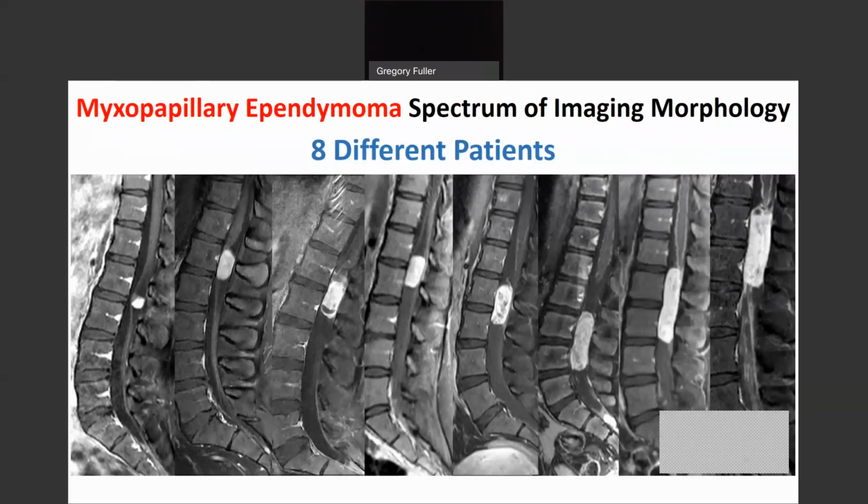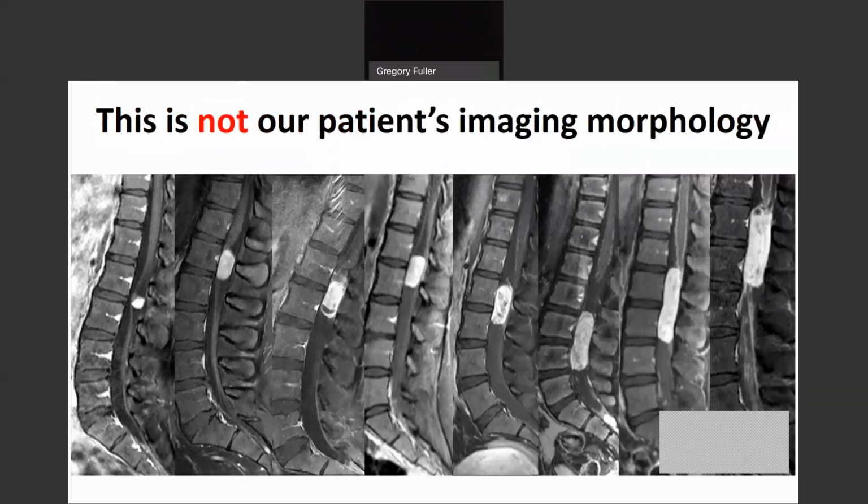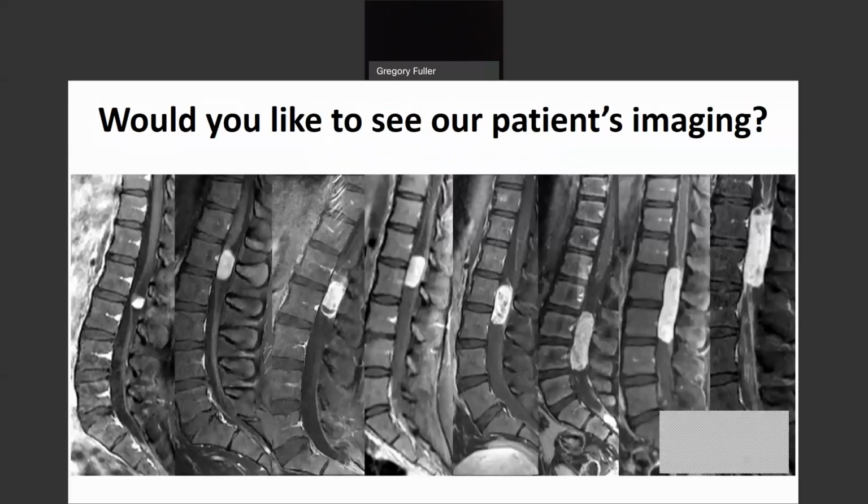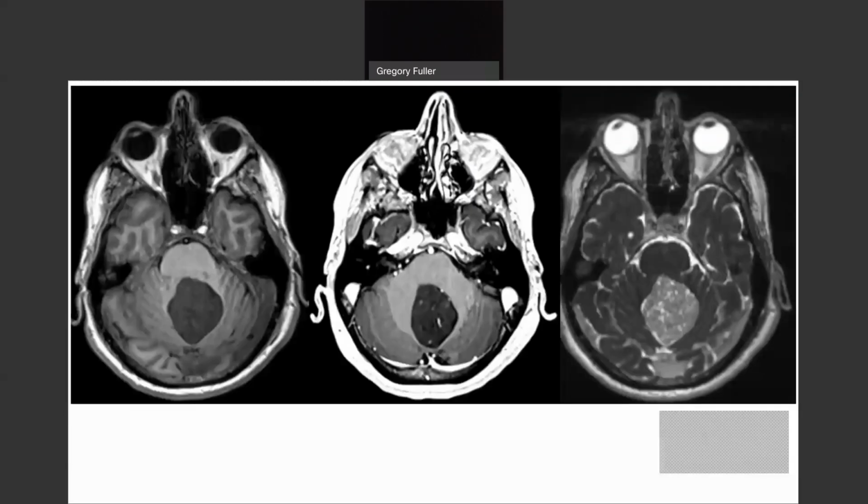This is not our patient's imaging morphology. The diagnosis is myxopapillary ependymoma, but this is not it. This is not the imaging. Would you like to see the imaging? Yes, you would. This is it. Okay, that's why all the air bubbles were supratentorial, right? That's why they were not spinal, et cetera, et cetera.